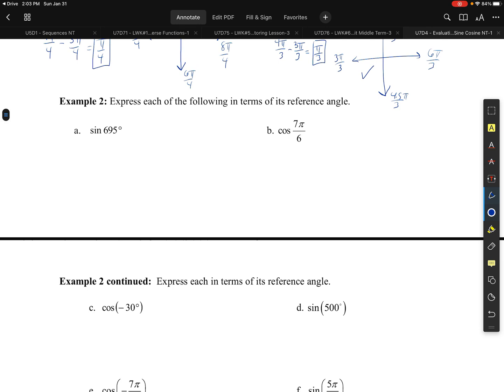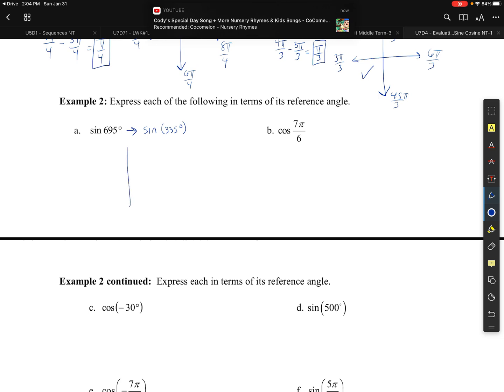Another type of problem. Again, we're working our way towards the overall situation. I feel like we've been taking like this meandering route to get there, but step by step by step to kind of understand what we're doing here. So if I'm looking at sine of 695, I subtract 360, and I have sine of 335. All right, so that puts me over there.